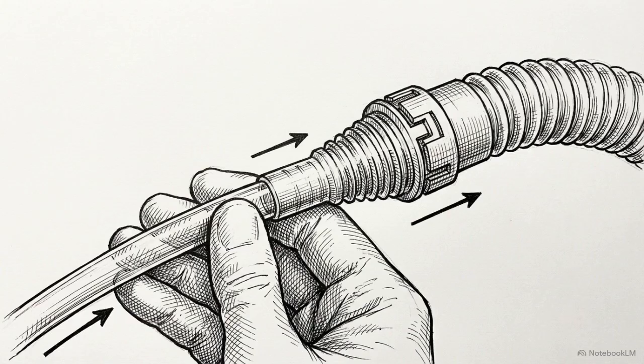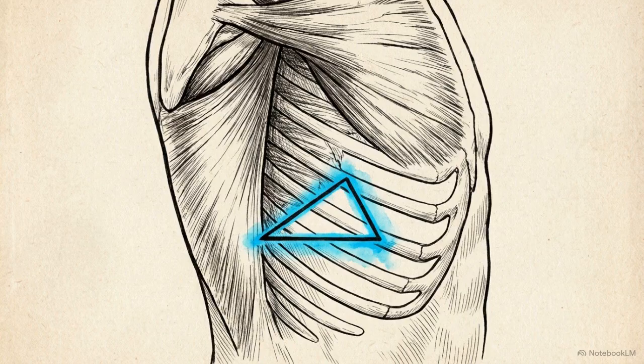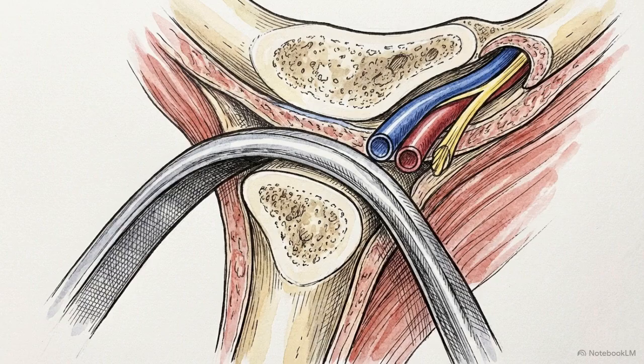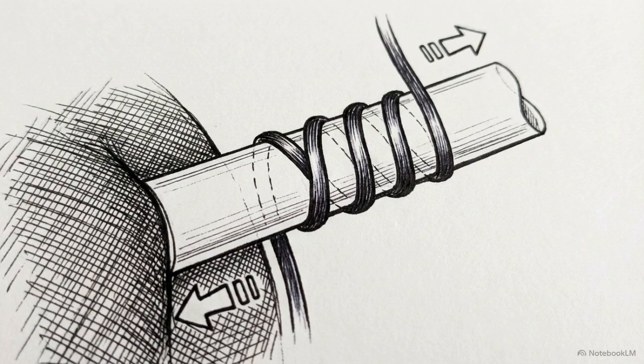Finally, you connect the external end of the tube to the water seal drain. You reinforce the plastic adapter with spiraled adhesive tape, ensuring you maintain visual access to the connection point for future troubleshooting. The entire protocol demands strict adherence. Target the safe triangle, ride strictly over the rib to clear the neurovascular bundle, then carefully perform the required 360-degree digital sweep, and finally lock the tube securely in place with a friction hitch.